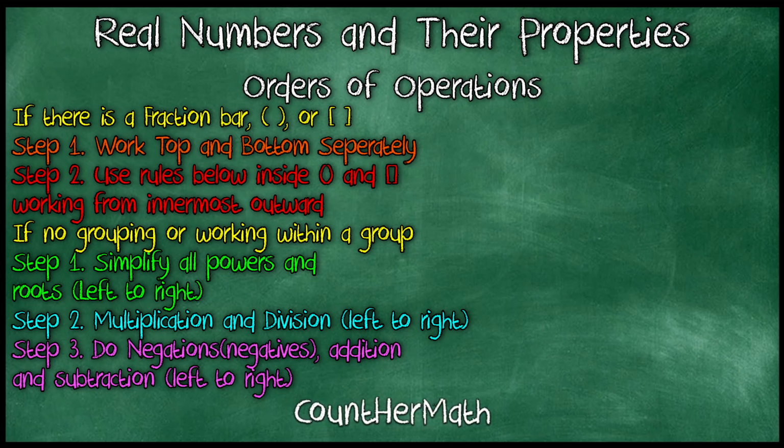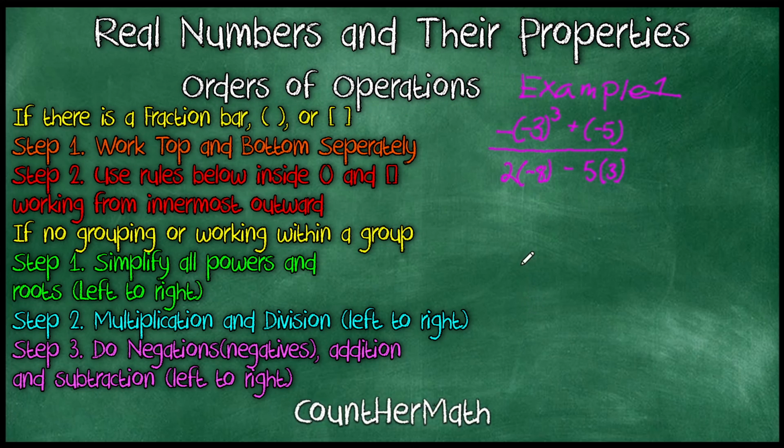So let's look at some examples. So our first example, we have negative 3 cubed plus negative 5 all over 2 times negative 8 minus 5 times 3. We have a whole lot of stuff going on here, so let's go through our order of operations and work through this problem.